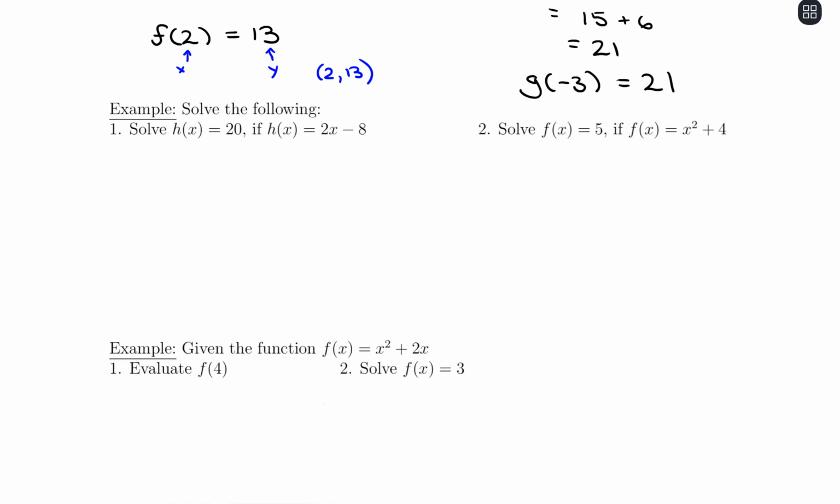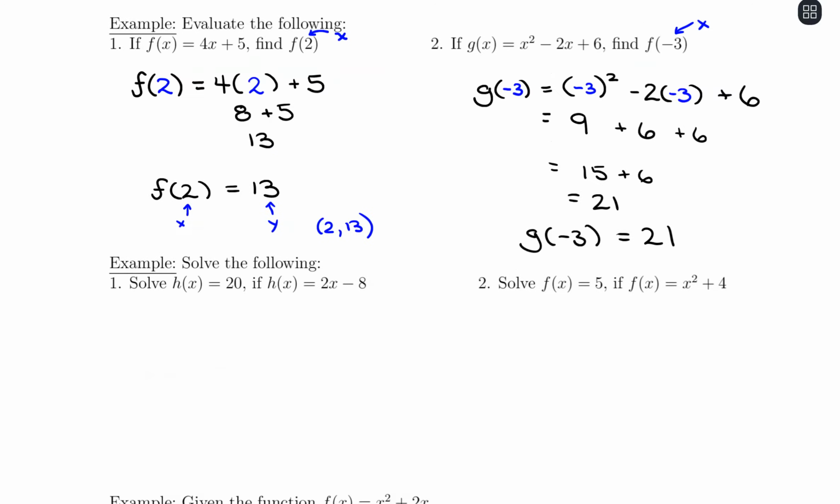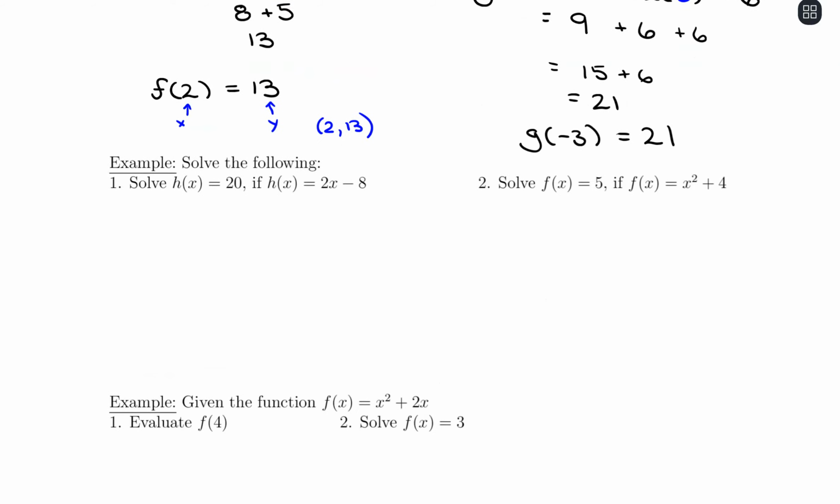What we're going to do here is switch it up a little bit, where now, instead of evaluating, we're solving. So in this first case, we want to solve h of x equals 20 if h of x is equal to 2x minus 8. So what we're essentially given here are two expressions that are equal to each other. Both of these are equal to h of x. H of x equals 20 and h of x equals 2x minus 8. So what we're going to do is set 20 equal to 2x minus 8, and we're going to solve for x.